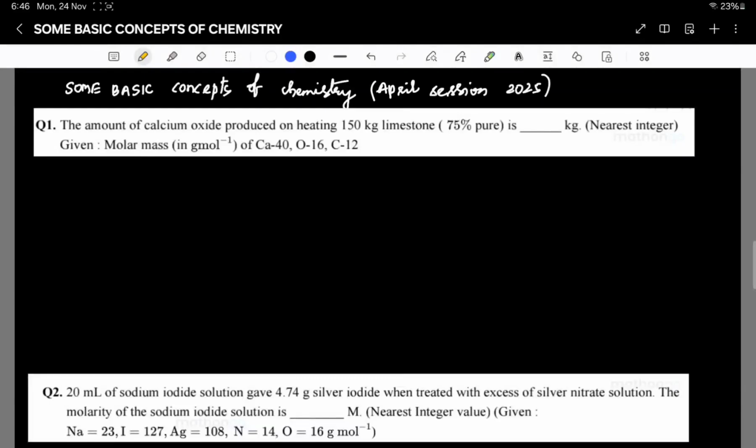So today's session we will discuss some basic concepts of chemistry. This is the PYQ series questions, April 2025 session, and also we will discuss the January session, all the questions in the mains level questions, right?